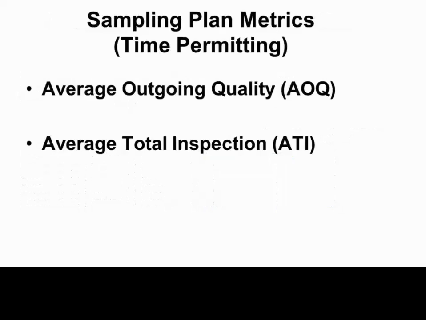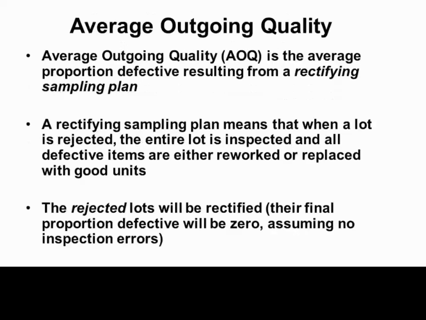Okay, so in the 20 minutes I have left, I'd like to quickly go through a couple of other ideas. There are a couple of other metrics you could look at. One is called average outgoing quality, and one is average total inspection. I'm just going to briefly run through this. Essentially, these help provide additional information about your sampling plan, and you could also use them to help determine the final sampling plan.